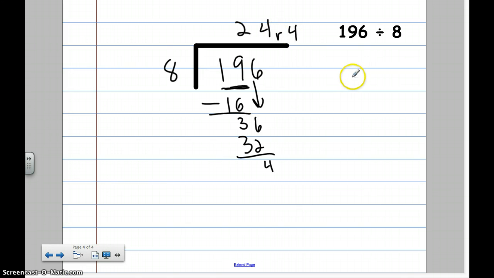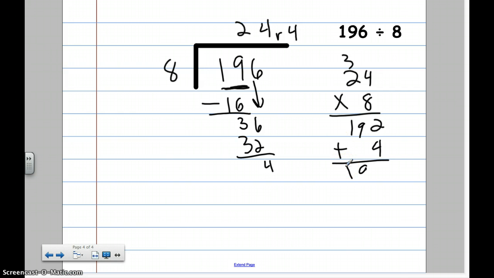To check your division with multiplication, you could do 24 times 8. That's 32. I brought the 3 up here. 8 times 2 is 16, 17, 18, 19. Then I have to add my remainder on, and that's 196.